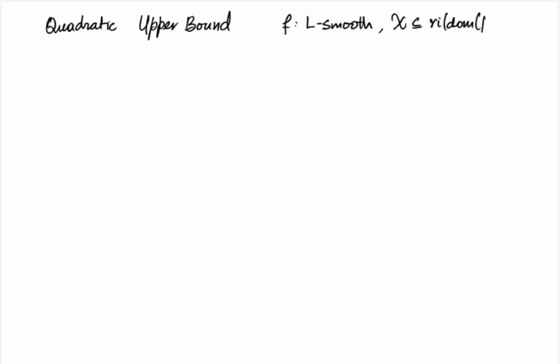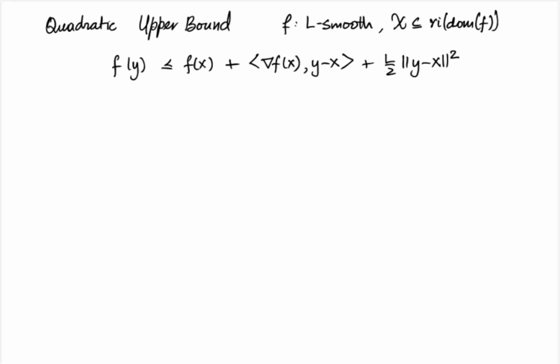Let us look at some important properties of smooth functions. Perhaps the most important property is the so-called quadratic upper bound property, which is as follows. Consider an extended real valued function f that is L smooth over some set X in the relative interior of the domain of f. Then it satisfies f of y less than or equal to f of x plus the inner product of the gradient of f of x with y minus x plus L by 2 times the norm of x minus y squared, for all x, y in X.